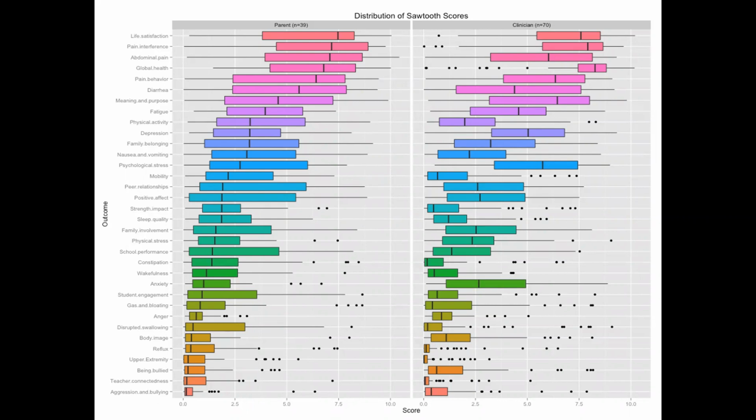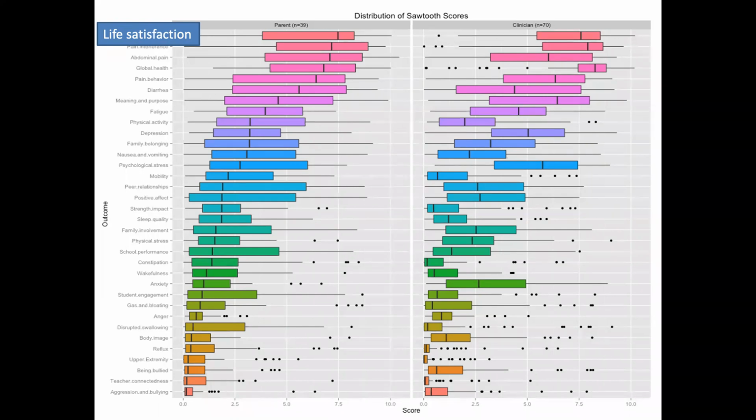There's actually reasonable agreement between parents and clinicians. And these box plots show you the median, the 25th and 75th percentile, as well as the min and the max. And we're using here a software application called Sawtooth. So higher scores means the outcome is more important to that respondent category. And these are kids, by the way, these are gastroenterologists and they're parents of kids with inflammatory bowel disease.